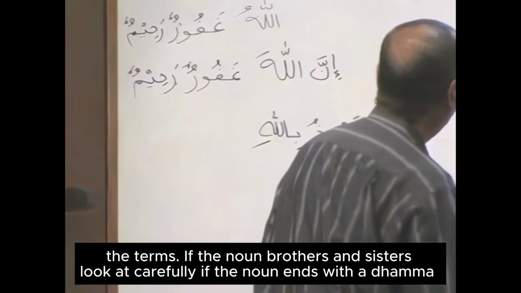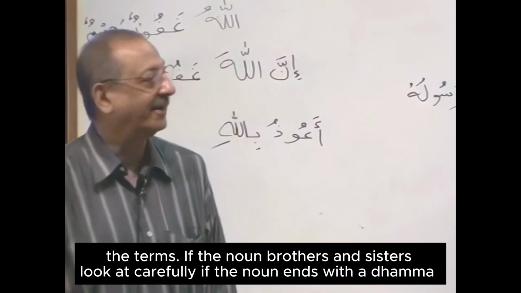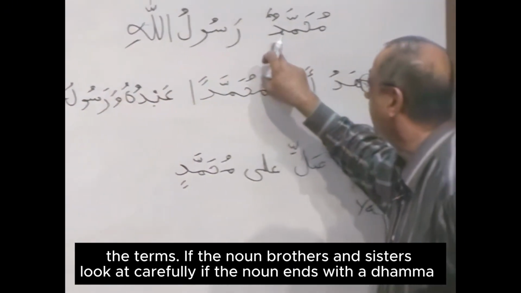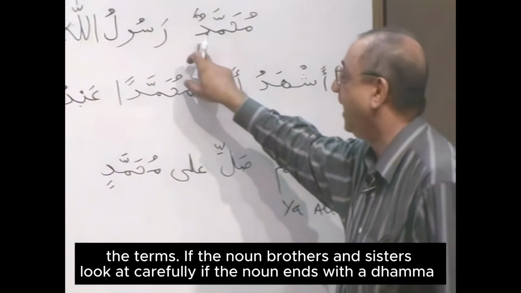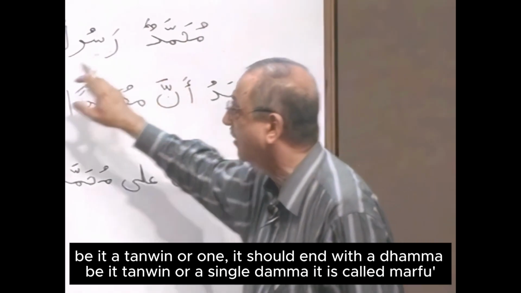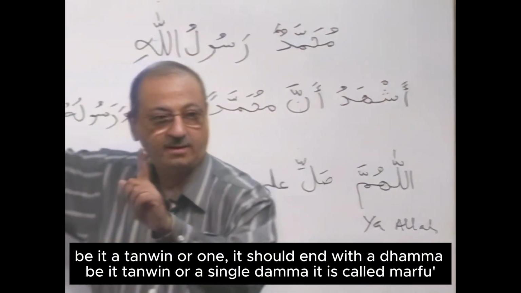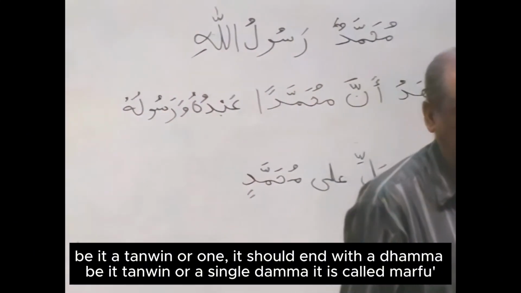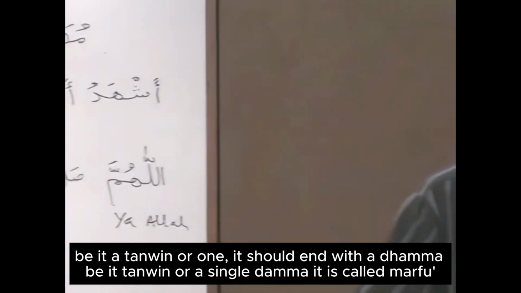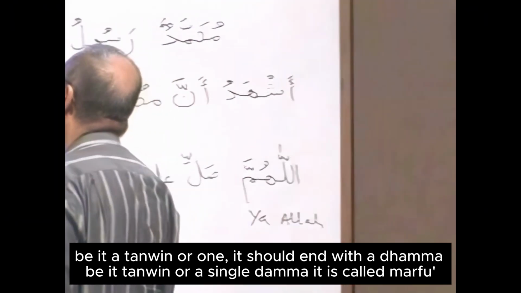The terms. If the noun, brothers and sisters, look carefully. If the noun ends with a dhamma, be it a tanween or one, it should end with a dhamma. Be it a tanween or a single dhamma, it is called marfu.